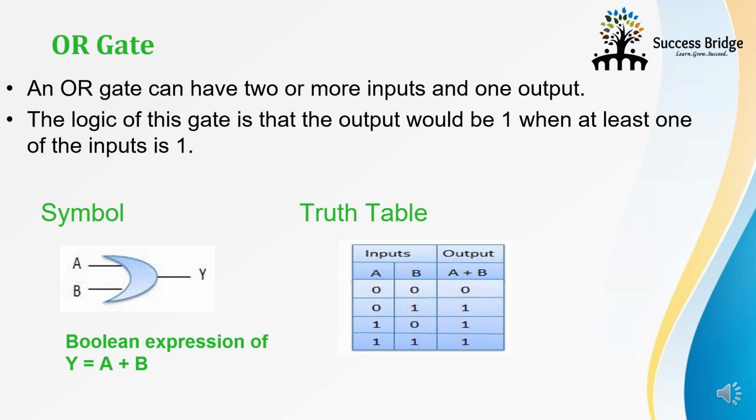Now from this expression, let's see how we can get the output. Y is equal to A plus B. Let's see the input: A is equal to 0, B is equal to 0, so 0 plus 0 is 0. Let's take one more example. If A is 1 and B is 0, then 1 plus 0 is 1.